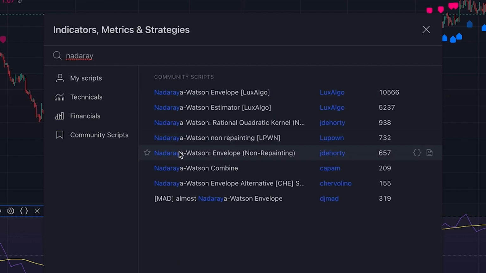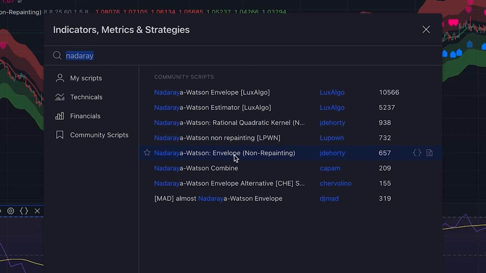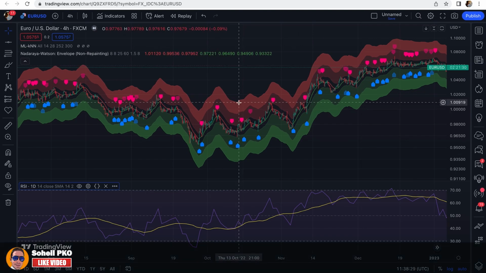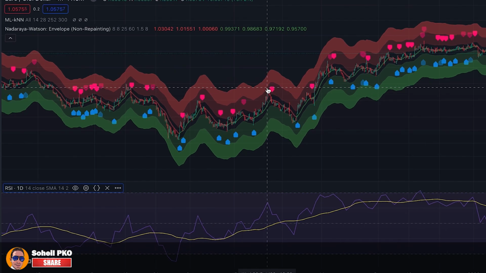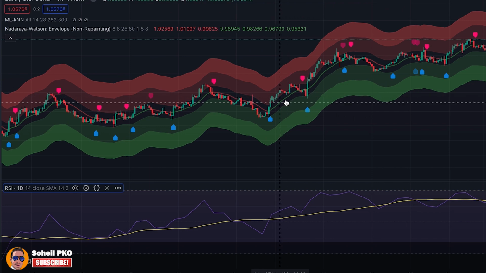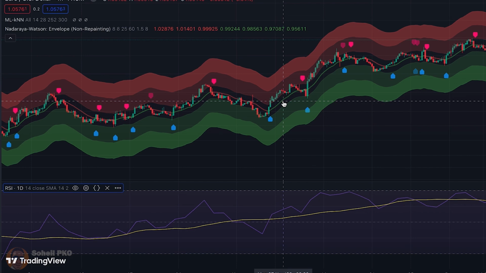So to add another layer of filtration, here we click on indicators and we search Nadaraya-Watson. We add this one, Nadaraya-Watson envelope, which is written by J.D. Horty. Alright, this is a very powerful indicator that is built based on kernel regression. We have a line here in the middle of the bands, which is actually our estimator line and gives us buy and sell signals, and we have these envelopes above and below this line.